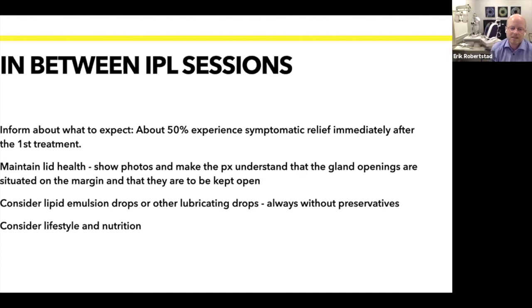Consider lipid emulsion drops or other lubricating drops, always preservative free. And by the way, since 2007 was the first time it was stated that you really shouldn't use drops with preservatives, and again in 2017, obviously. I really can't see why you would need a preservative in a drop if you can avoid it.